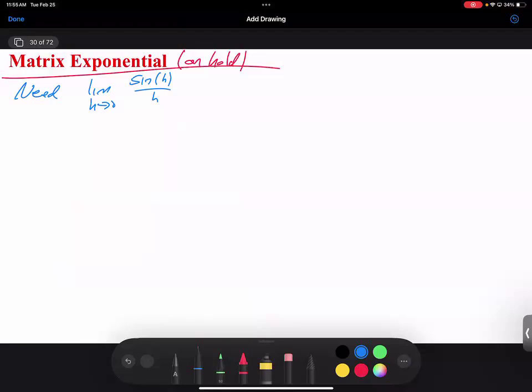This is the key limit. Everything in trigonometry follows from this. And no, we cannot use L'Hopital because we don't know the derivative of sine. How can we calculate this? There is some geometry argument, yes. There are two types of geometry arguments we can use.